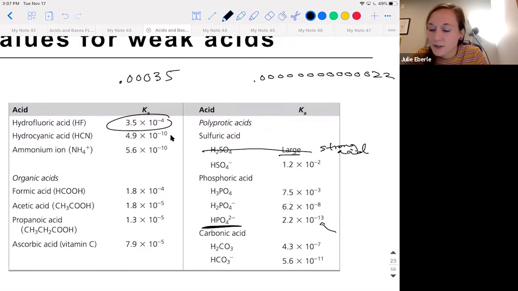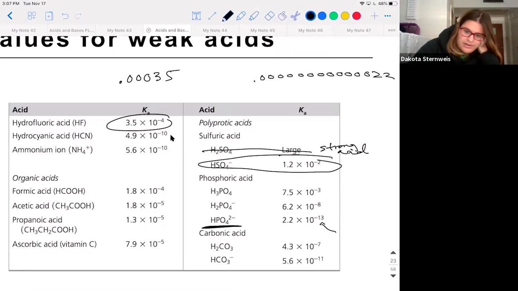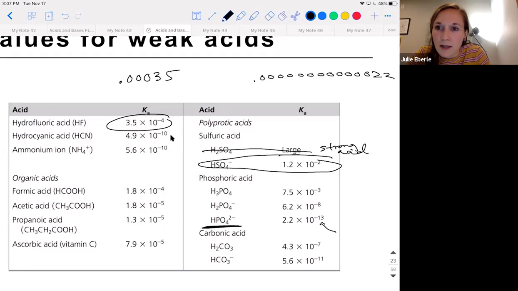Sarah says HSO4, and I agree with her. I agree. 1.2 times 10 to the minus 2. That is the strongest of the weak acids.